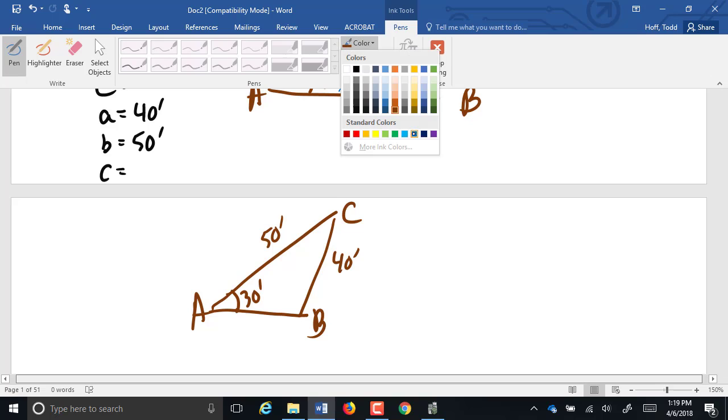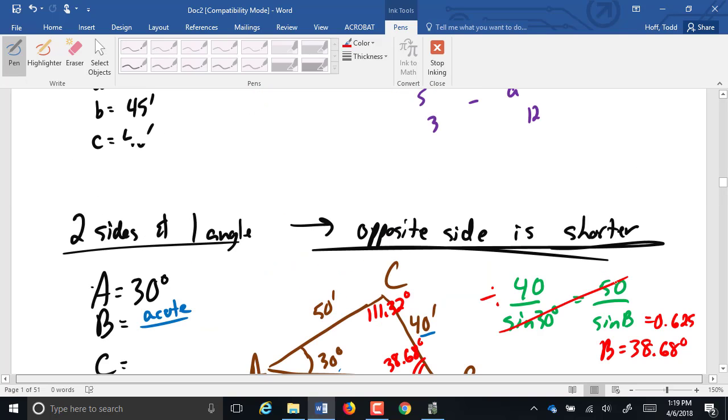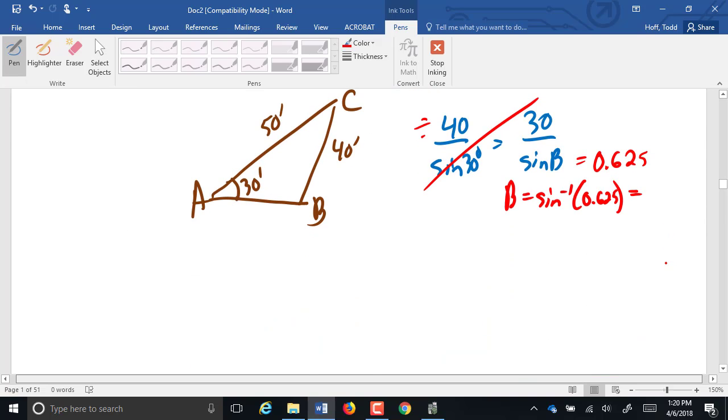Well, here's the problem with that. When I set this up, it's still 40 over the sine of 30 equals 30 over the sine of B. When I cross multiply and divide, I still get sine of B is 0.625. That's what I had up here. If I do the inverse sine of 0.625, I'm still going to get 38.68. You said the key word over there, reference angle.